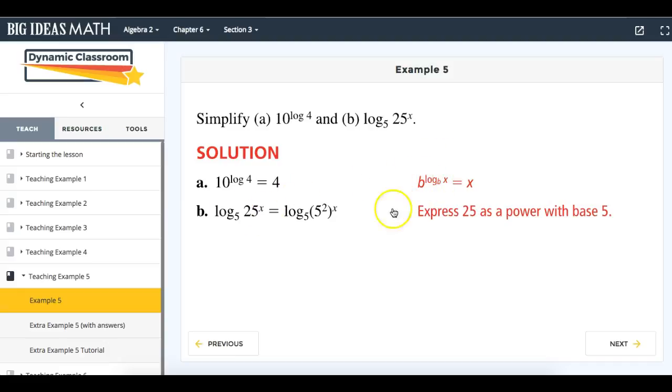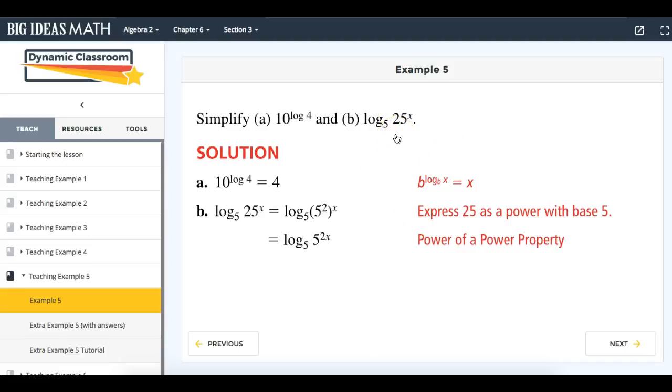Sorry, I clicked twice. Just look at this first one. We know that our rule is when we have the base b and the exponent is log base b of a number x, our value is equal to x. Okay, let's look at the second number. I'm clicking ahead a little bit.